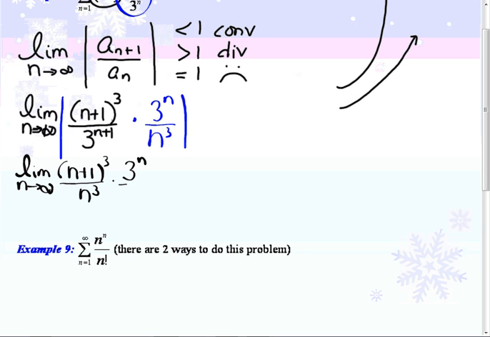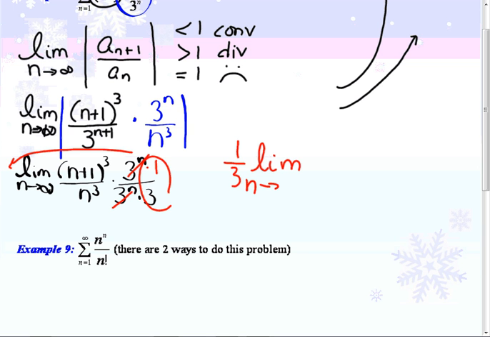Can I rewrite 3 to the n plus 1? 3 to the n times 3. And then it's algebra. Because what's going to happen? You're going to reduce things, aren't you? This is going to go away. What can I do with this 1/3 that's still left? Pull it out in front. So it's 1/3 times the limit, you got to be careful though, as n goes to infinity of, and this is really n plus 1 over n to the 3rd power. Well, as n gets big, I don't care about the 1. What's this answer going to be? 1. So what's this limit? 1/3, which is less than 1. So this series must converge.